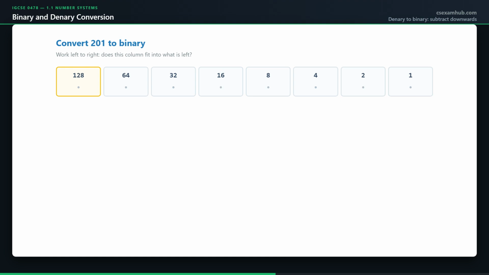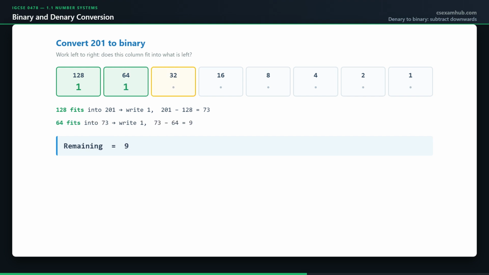The other direction takes more care. Work from the largest column down, and at each one ask, does this column fit into what I have left? If it fits, write a 1 and subtract it. If it does not, write a 0 and subtract nothing. Let us convert 201. 128, does that fit into 201? It does, so write a 1 and we are left with 73. 64, does that fit into 73? Yes, write a 1, leaving 9.